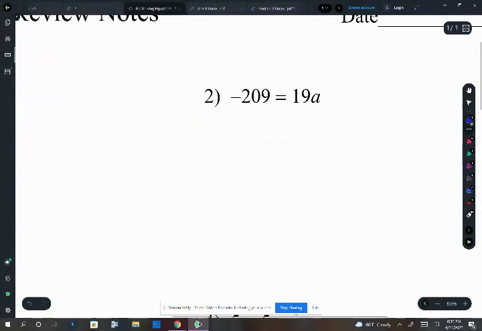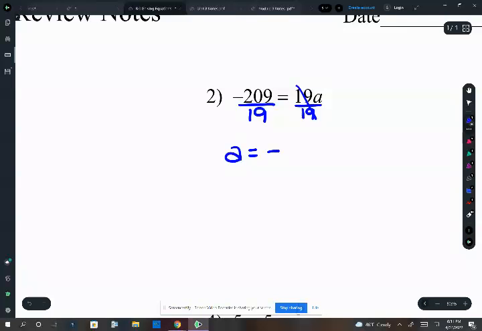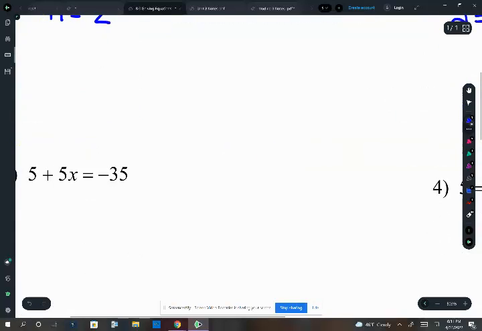So as we look at number 2, same idea. Here's your letter next to the 19, and 19 and a are connected through multiplication. So we do the opposite of multiply, which is divide. So we're going to divide. And then with that, you can just use your calculator. Don't worry about using your calculator. You've got a negative divided by a positive, which is a negative. And then 20 divided by 19 is 1. And then you've got 1 left over. So 19 divided by 19 is 1. So we've got negative 11. And again, these first four are pretty basic.